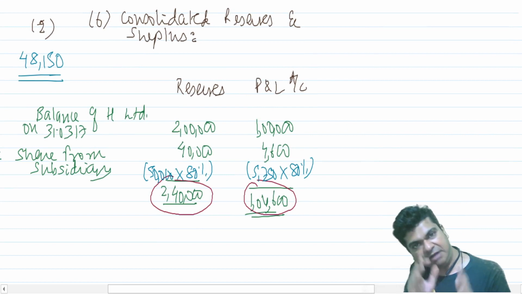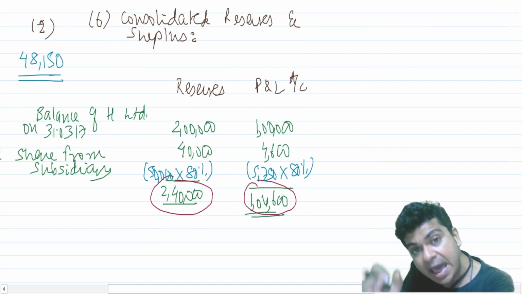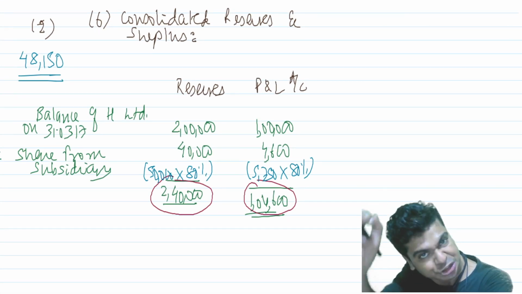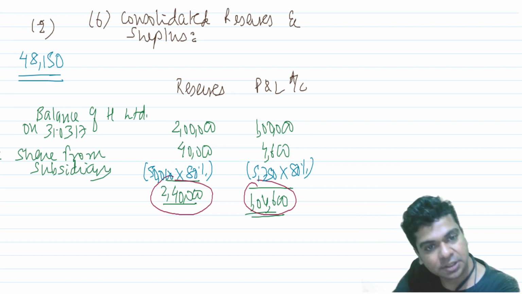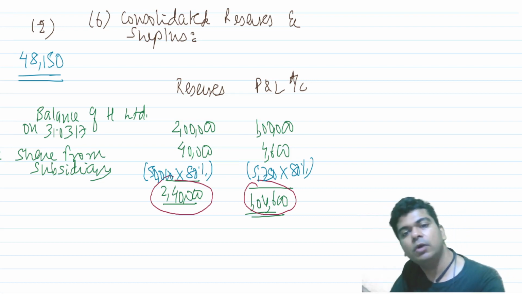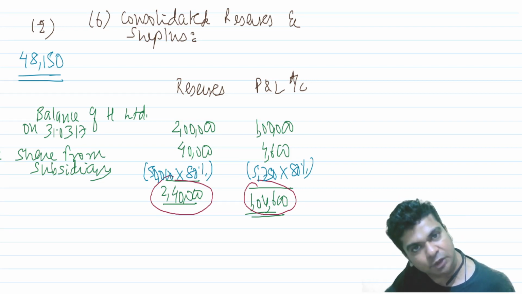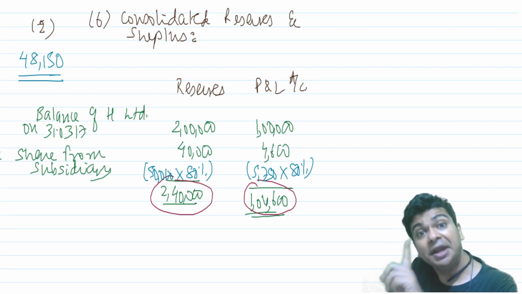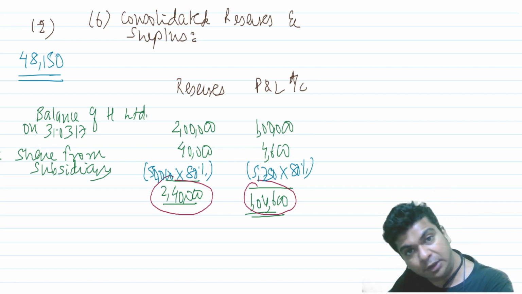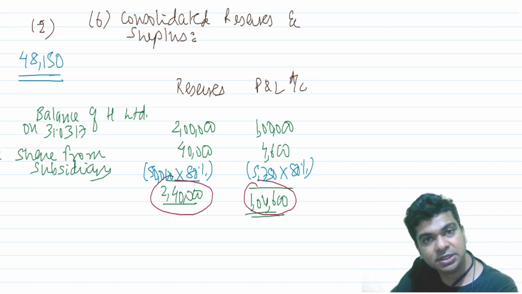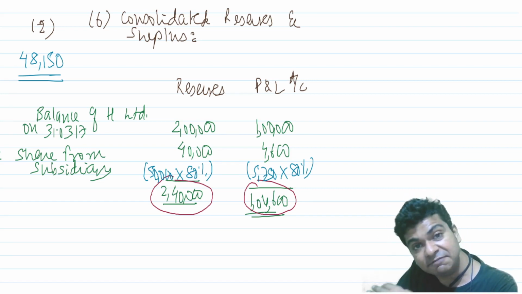And finally, the consolidated reserves and surplus. Here is the place where we finally take the profit of the parent, and to that we add the share that we get from the subsidiary. Go through these working notes once again, and I'm absolutely confident you will find it very logical, definitely better compared to what is there in your study material. This is what I personally feel.